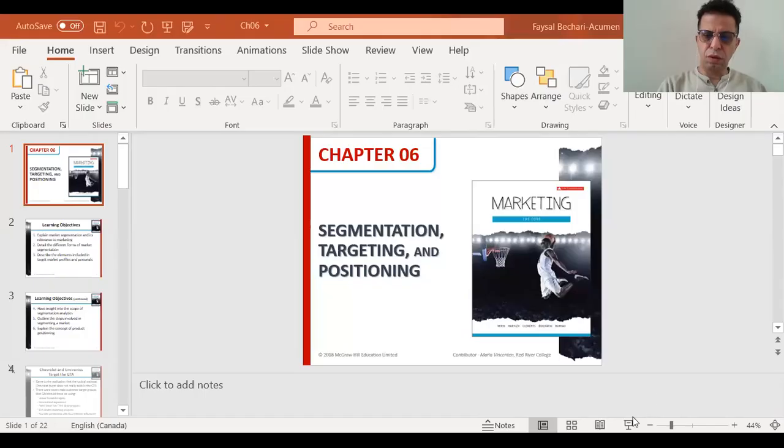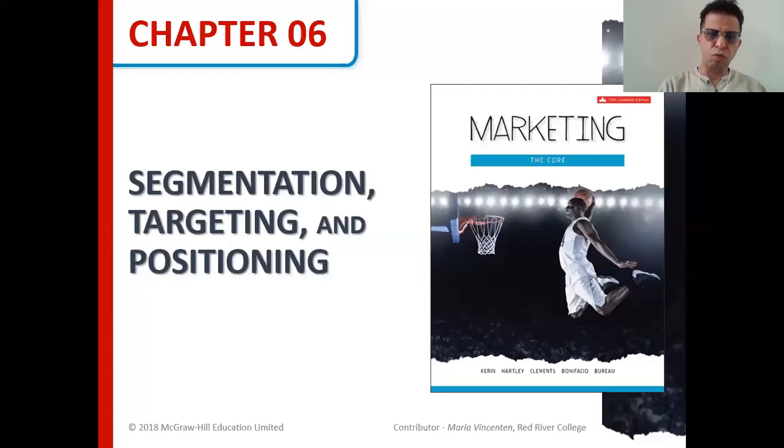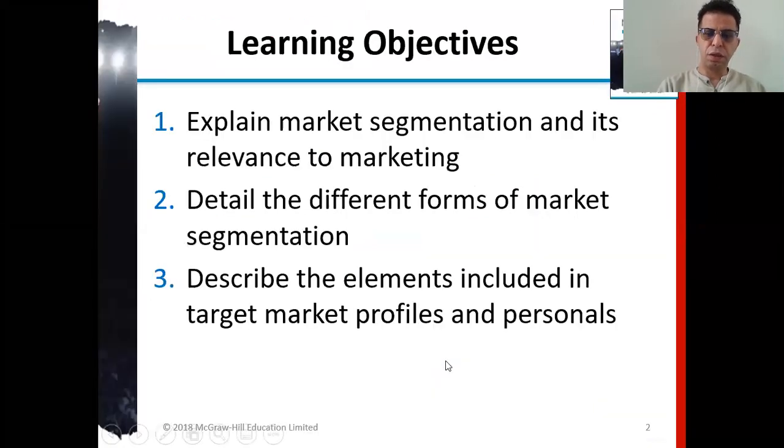Okay, today we'll talk about chapter 6, which makes marketing more interesting and more attractive for most people. It is about segmentation, targeting, and positioning. In this chapter, we will explain market segmentation and its relevance to marketing, and why we segment the market.